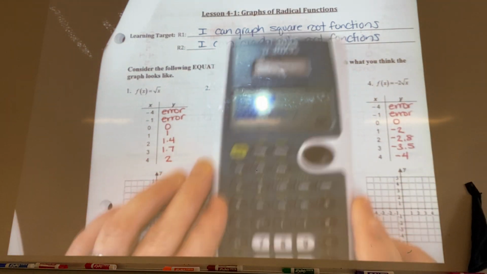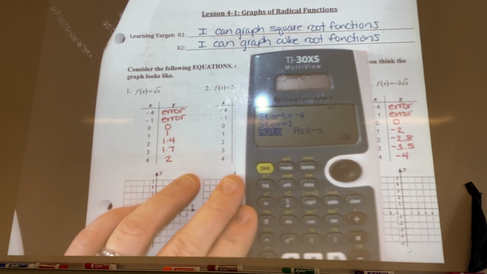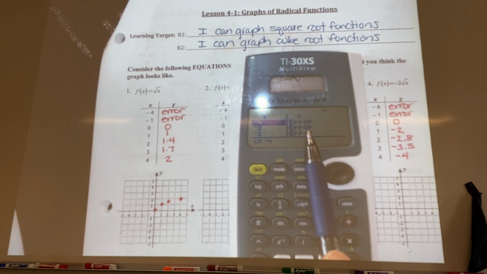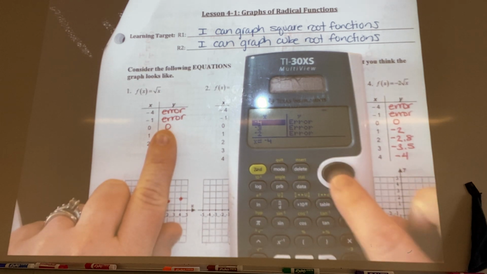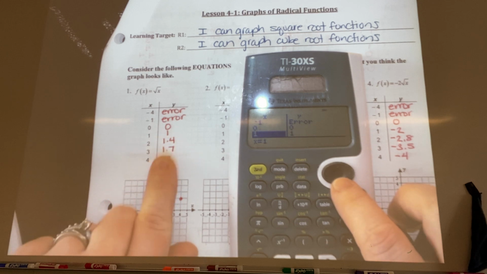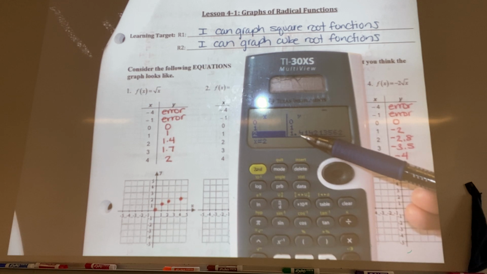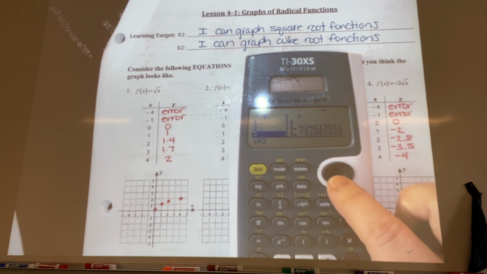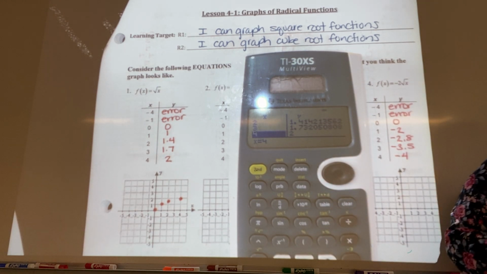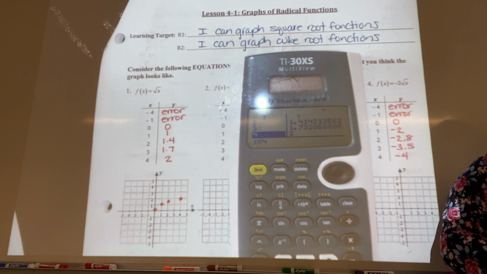So I'm going to start at -4, and my step can just stay at 1, and I'm going to keep it on auto. You'll notice that at -4, I have an error. At -1, I have to scroll down some, but I have another error. At 0, I have 0, then 1 gives 1, 2 gives about 1.4. I'm rounding, just approximating, because the decimals are not going to make or break your graph. Then 3 gives about 1.7, and 4 gives 2. When we plot these points, you really don't have to worry about the decimals as much unless you need extra points.